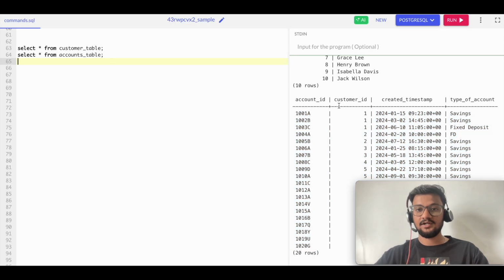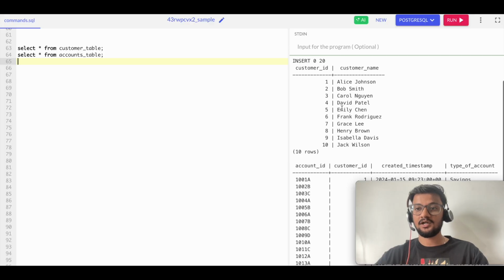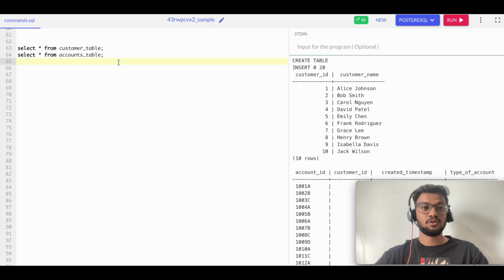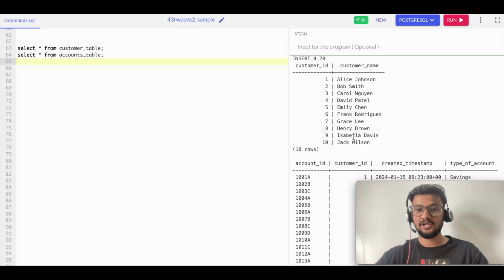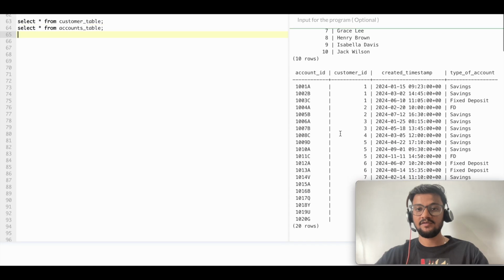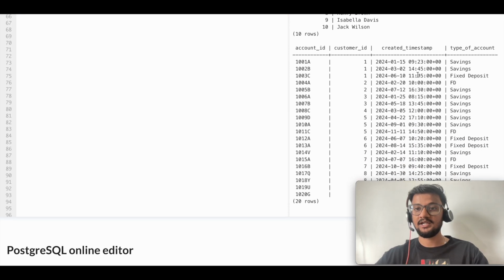Before starting, as I said, always look at the table and the data values which you have. So we will query the entire table. Let's query the customer table and accounts table, and this is the output which we get. The customer table has customer ID and customer name, with no repeating customers. Similarly, the account table has account ID, customer ID, created timestamp in a timestamp data type, and the type of account. We can also see that the account ID is in varchar data type, and it is not an integer. So a few things are clear from the data.